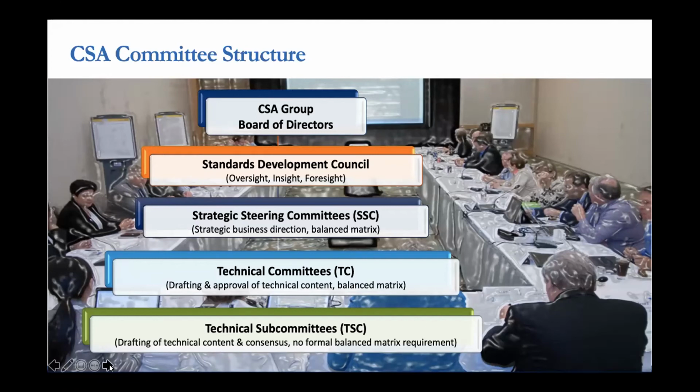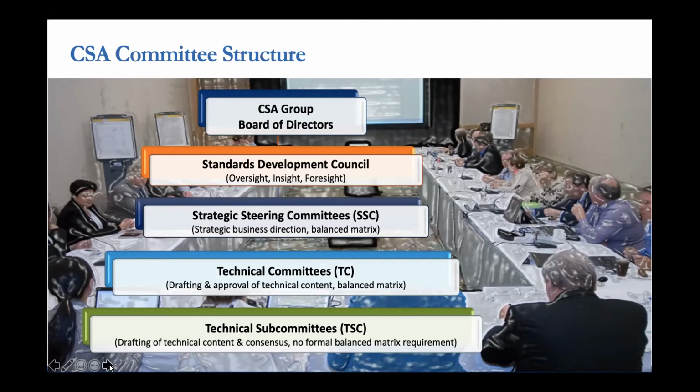Underneath the Standards Development Council, you'll see strategic steering committees. And in the Worker and Public Safety program area, we have two. We have an OSH strategic steering committee, and we have a public safety strategic steering committee. And they help us in determining the business direction, the standards needs, and ensuring that CSA is creating standards that are valuable to the Canadian marketplace and adding real solutions.